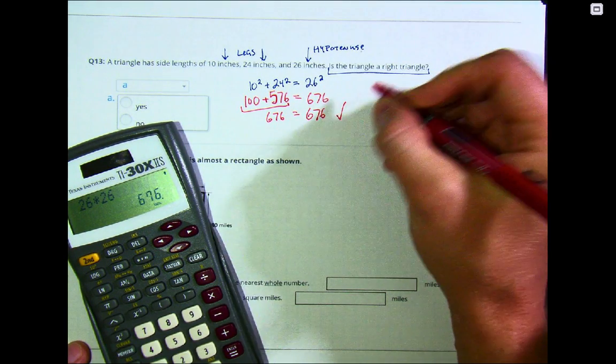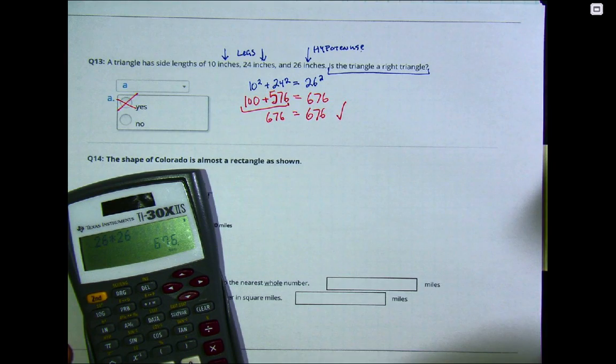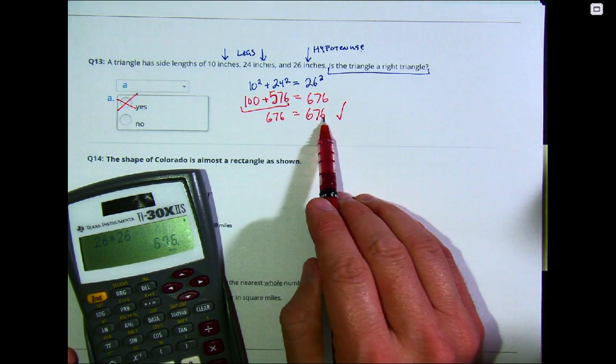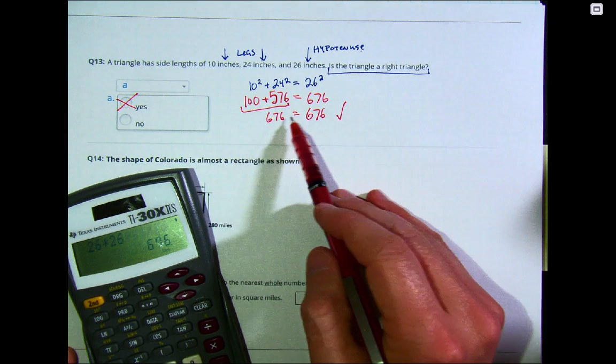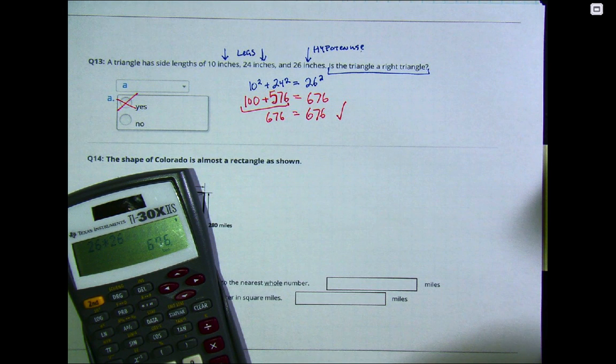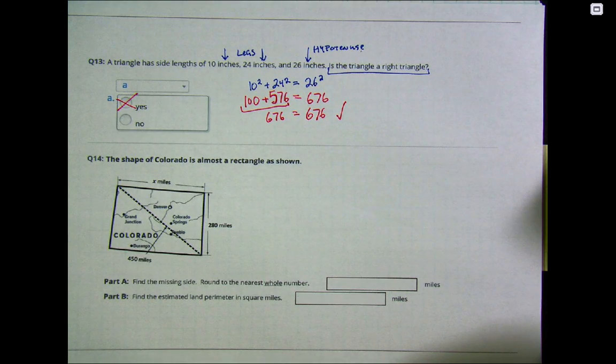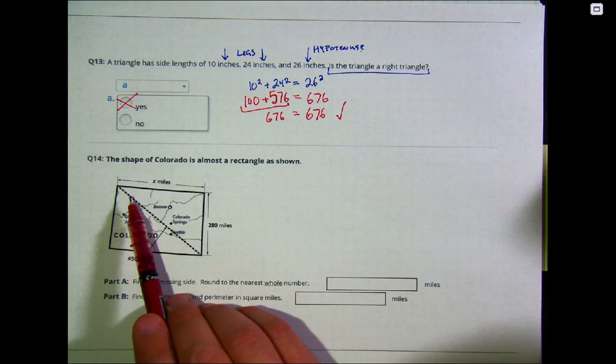So is this a right triangle? Yes, it is. So if this came out to this, you would click yes. If this did not come out to this, then you would check the no box. Simple as that. No problem. Okay, just more Pythagorean theorem, a squared, b squared, c squared.